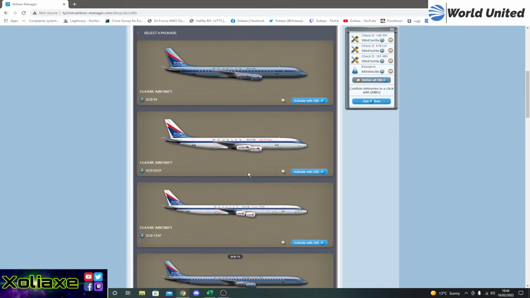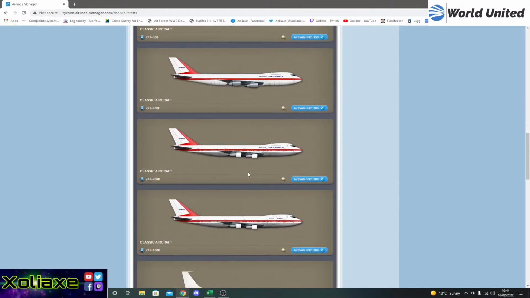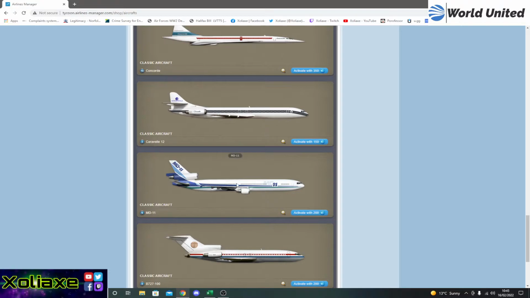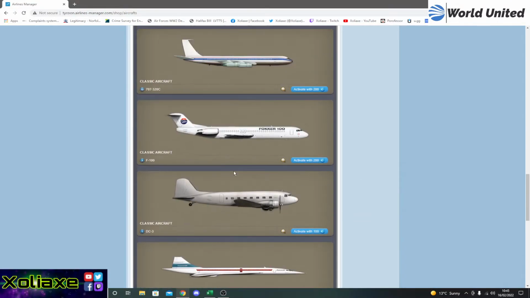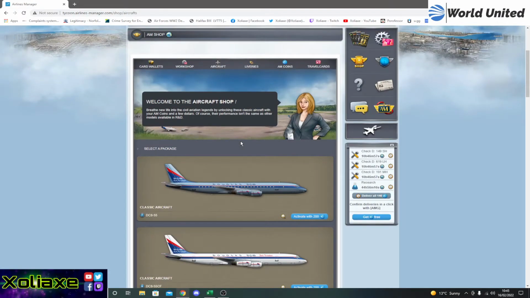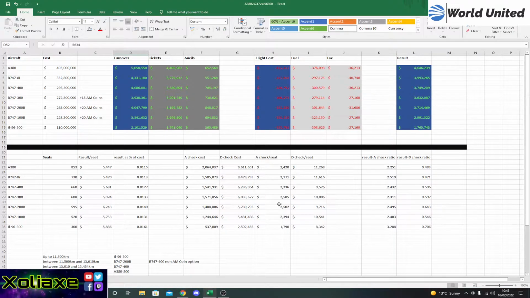This obviously applies to every single classic aircraft in the game. Some of them are a little bit cheaper. As you can see, the DC-3 is only 100 coins. The Concorde is 350. But most of them are around the 200 mark, with the exception of a couple, which normally is 10 times whatever the in-game AM coin cost is. Let's come back out of that.